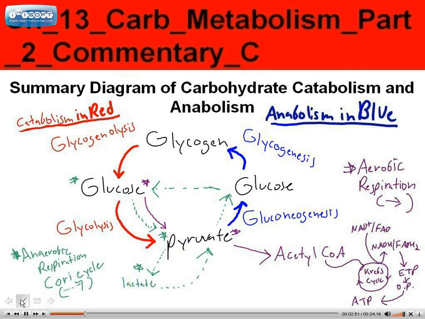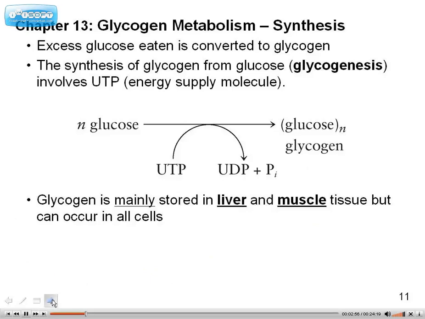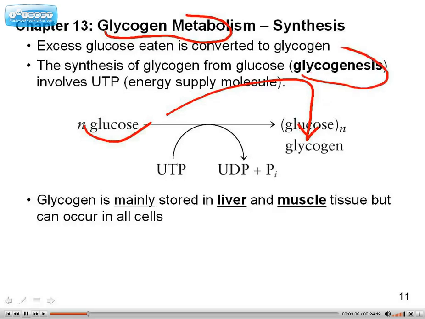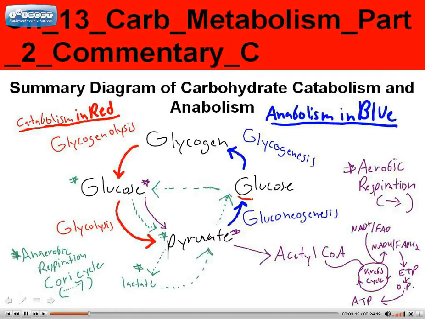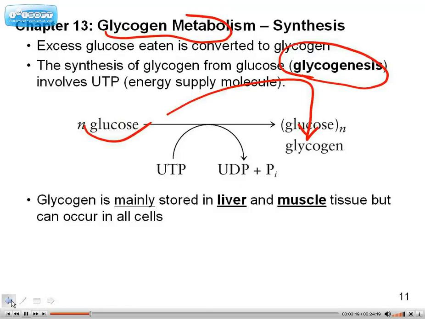Let's go ahead and I'm going to make reference to this summary diagram as I go through the next part. So when we're building up our glycogen, from glucose to glycogen, again we call this glycogenesis. So glucose to glycogen is glycogenesis. So that's for the next slide.